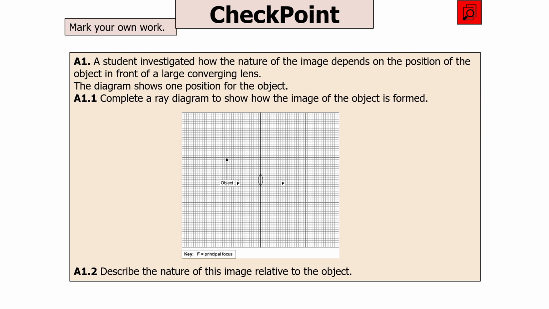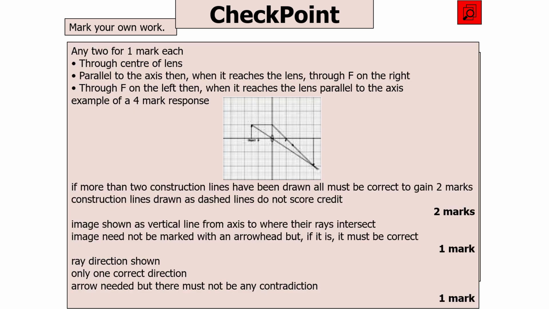Right, so in this first response you can see the diagram that you would have to draw. You'll get a mark for a ray going through the center of the lens directly, and then a second one parallel to the axis. Then when it reaches the lens, it'll go through F on the right hand side, or you could go through F on the left hand side, and then when it reaches the lens it goes parallel to the axis.